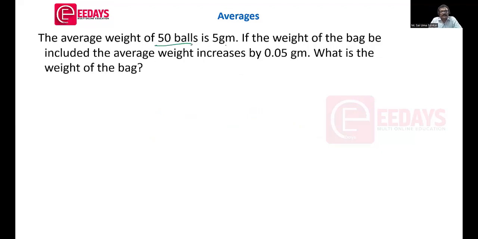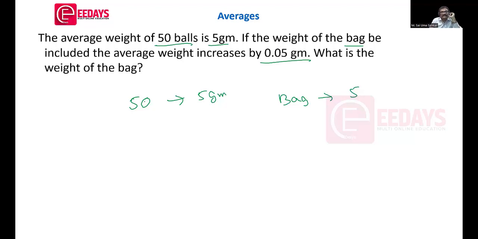The average weight of 50 balls is 5 grams. If the weight of the bag is included, the average weight increases by 0.05 grams. If the bag is also equal to 5 grams, is it correct? No. It increases by 0.05 grams.